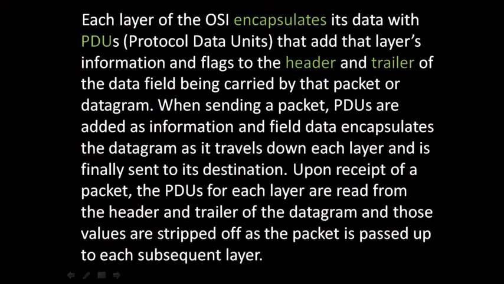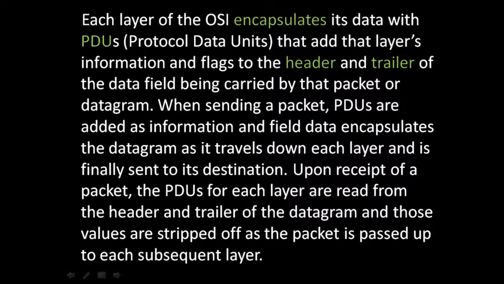Each layer of the OSI encapsulates its data with PDUs, or protocol data units, that add that layer's information and flags to the header and trailer of the data field being carried by that packet or datagram. When sending a packet, PDUs are added as information, and field data encapsulates the program as it travels down each layer and is finally sent to its destination.